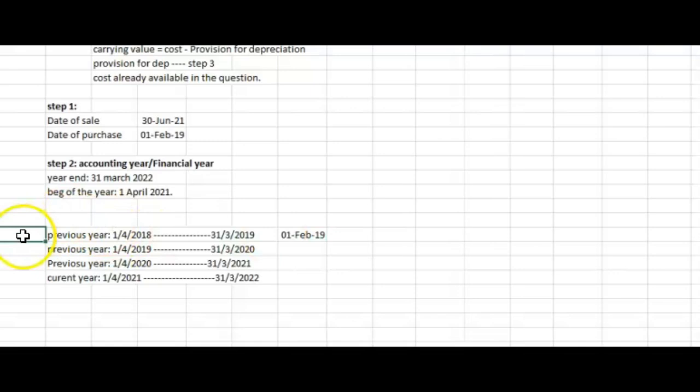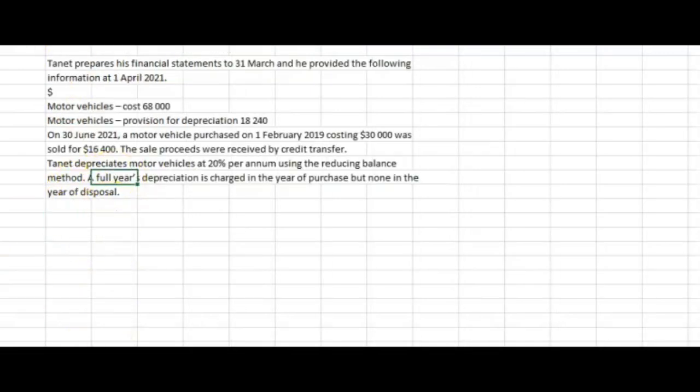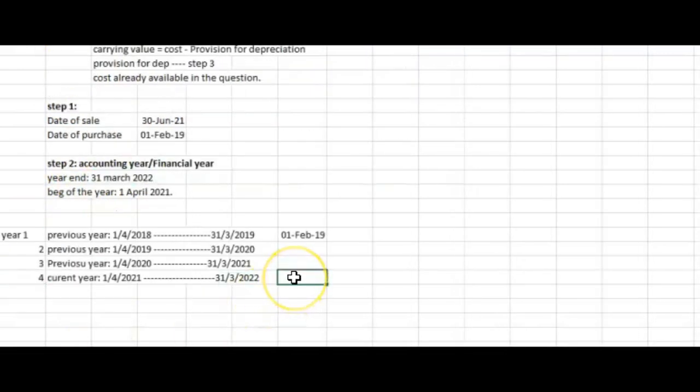Then find out the previous years. Keep noting down the previous years until you get the date of purchase. The date of purchase is 1st Feb 2019. Although we have reached a year that has 2019, we haven't actually reached Feb 2019, so we take one more year. So we got 4 years of depreciation to calculate for the sold asset. However, since the examiner says no depreciation in the year of sale, we remove 1 year and we are left with 3 years of depreciation.